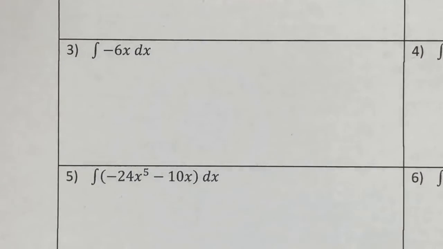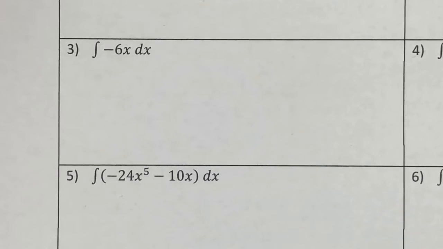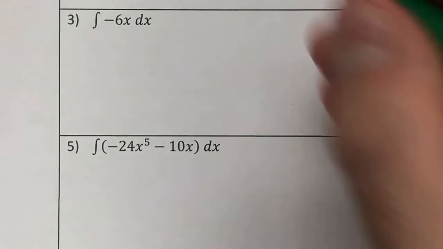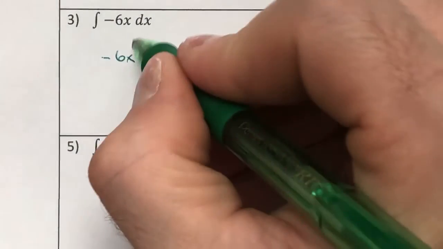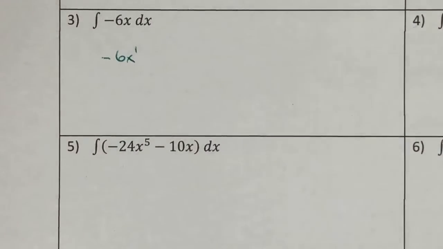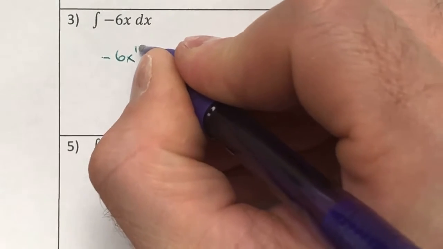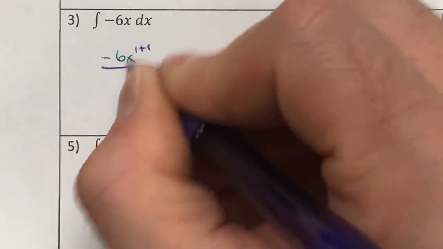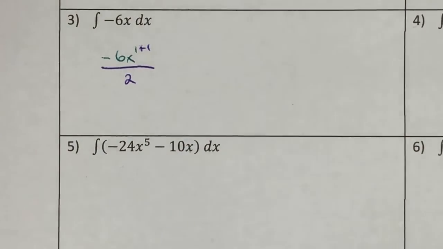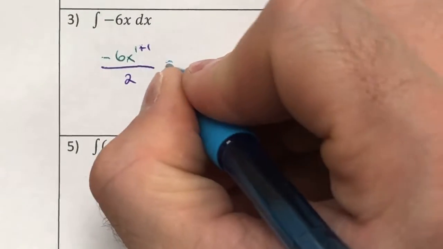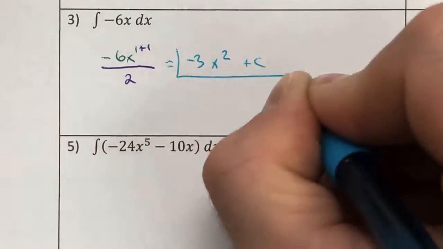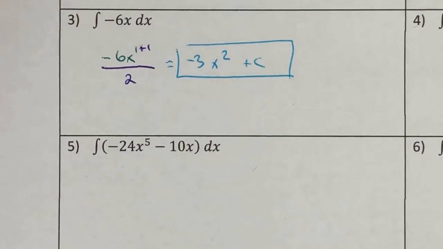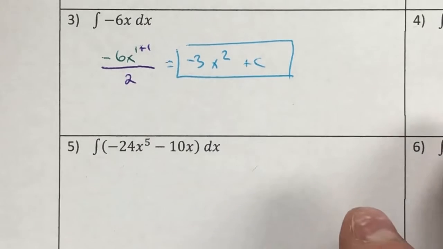Let's get a little bit more practice in here. Remember, we can keep most of the function. I'm going to keep the negative 6x. What I will need to write, just to help me out, is the power. That's x to the first power. So that way, when I reverse this and add to the power and divide by whatever that power was, I know what I'm going to be dividing by. It's going to be a negative 3x squared plus the unknown constant. Boom. We just integrated the indefinite integral.